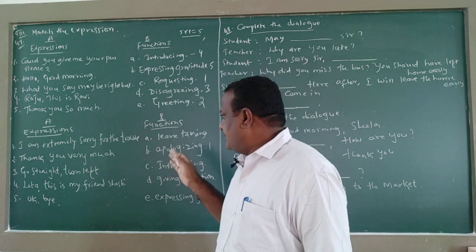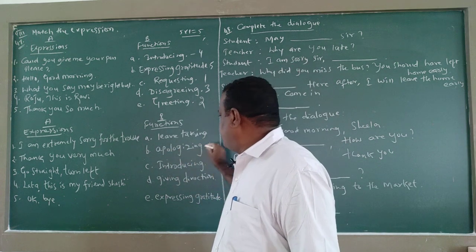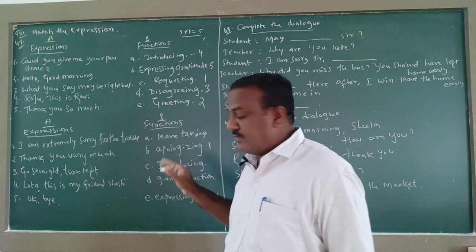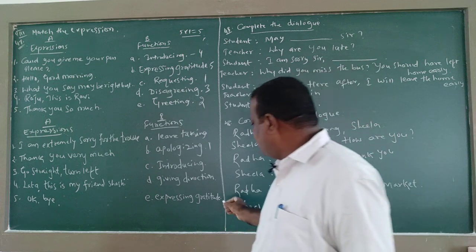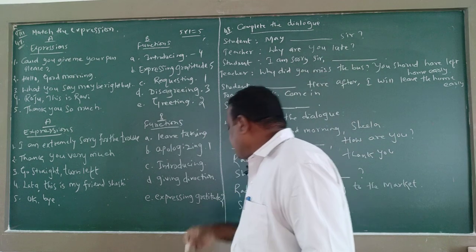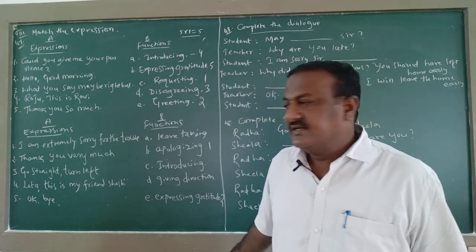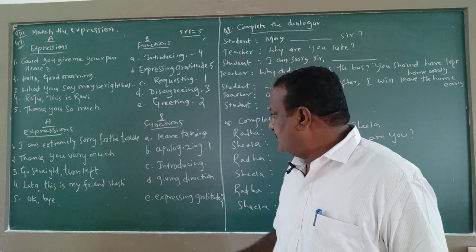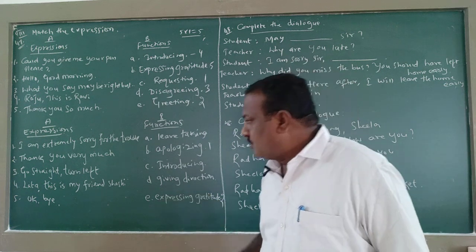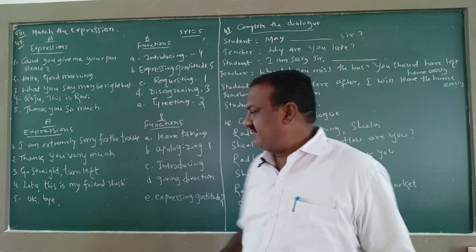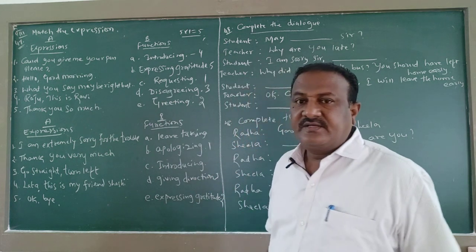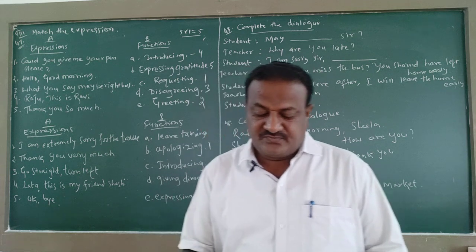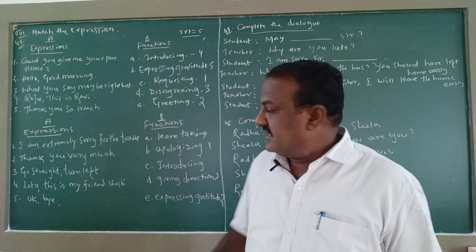I am extremely sorry for the trouble. First one, thank you very much. See here, thank you very much. Once again, what? Expressing gratitude. So, here, go straight, turn left. See, giving direction. Third one, giving direction. So, next one is what here?